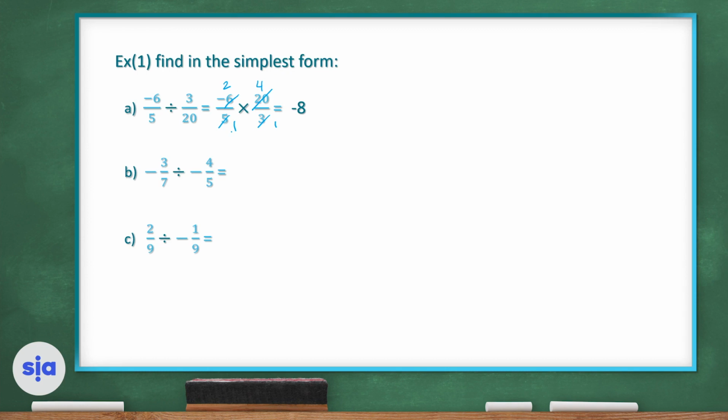Question B, negative 3 over 7 divided by negative 4 over 5. So it's negative 3 over 7 multiplied by negative 5 over 4. So the result is positive 15 over 28.